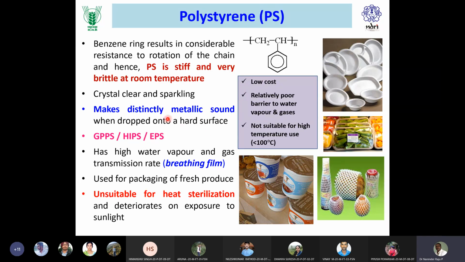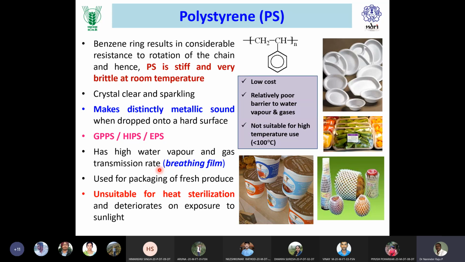You also know that expanded polystyrene is used as an insulation material in cold stores and other areas. Now, the biggest advantage of this material is that it has high water vapor and gas transmission rates compared to polyethylene or polypropylene.